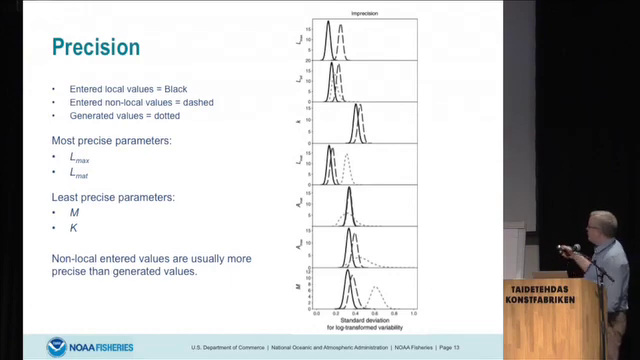And what you'll pick up from here is that our most precise estimates are usually our length-based measurements. So L max and L infinity and L maturity seem to be the most precise, whereas natural mortality and K seem to be the least precise. And you also notice that most of the age-based ones are also out here around 0.3 or 0.4. And normally, you'll see that the non-local entered values are actually more precise than the generated values.